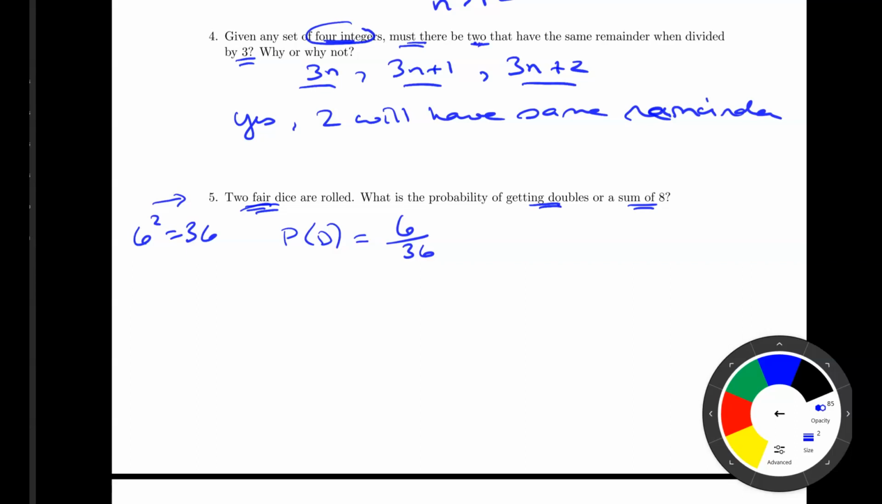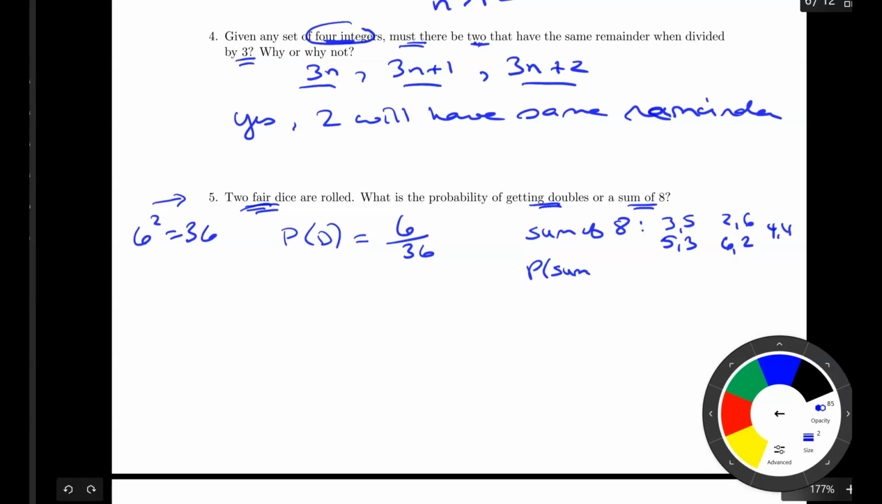Okay, so let's talk about sum of 8. So this one I would want to write down. So sum of 8, I'm going to have a 3 and a 5, or a 5 and a 3, a 2 and a 6, or a 6 and a 2, or a 4 and a 4, right? So the probability of the sum of 8 will be 5 out of the 36.